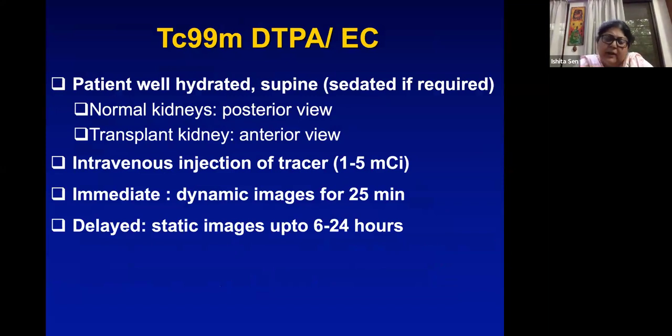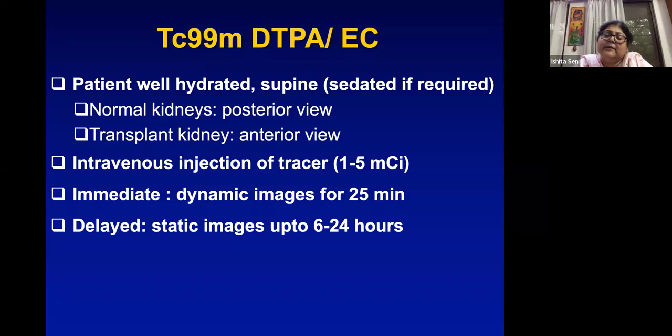Now, how do we do it? The prerequisite for doing an EC scan or a DTPA scan is that the patient should be well hydrated. When you talk about well hydrated, the usual norm now is to give a 400 ml bolus, either intravenous or oral, prior to starting the DTPA scan. If a patient is able to consume fluids, then we ask the patient to have 400 ml of fluids just prior to the scan. If the patient is not able to take so much fluid orally, then an intravenous 400 ml bolus is given prior to the DTPA scan.